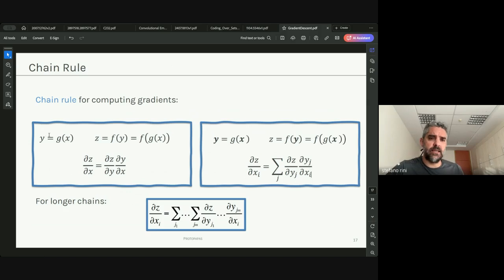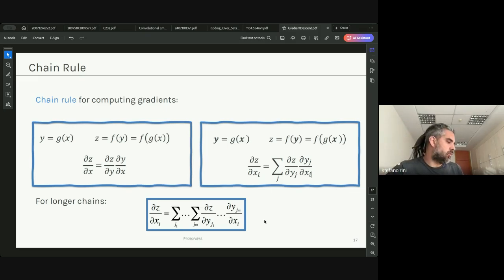Okay, so if we have y equal to g of x, everything is a scalar, and then we have a z function, which is an f of y, so that z is an f of g of x, and you ask yourself, what is the derivative of z with respect to x? You have your beautiful chain rule, which is partial z over partial y times partial y over partial x. Okay, so this is understood to you guys.